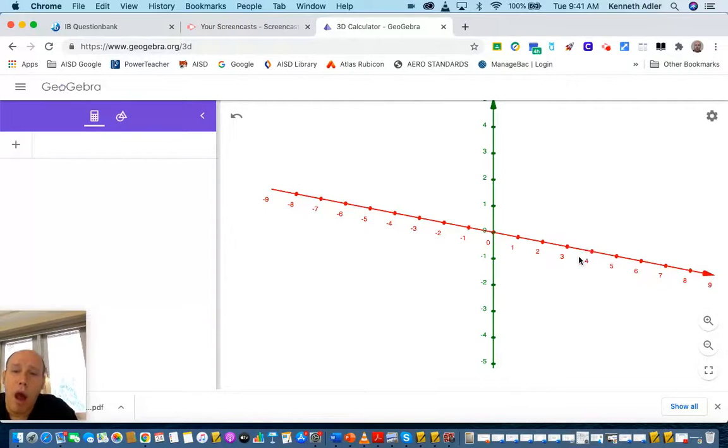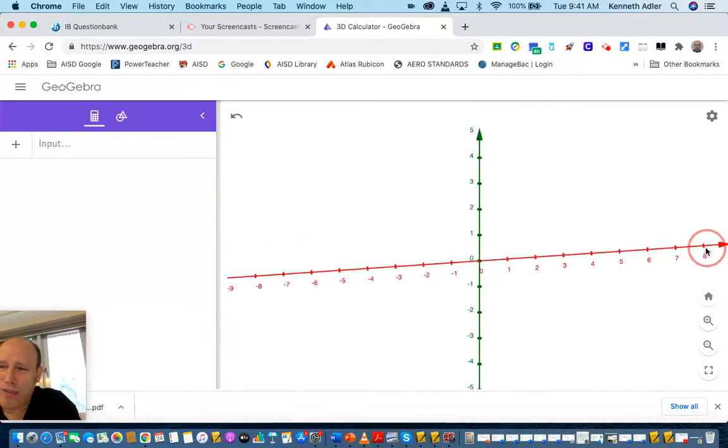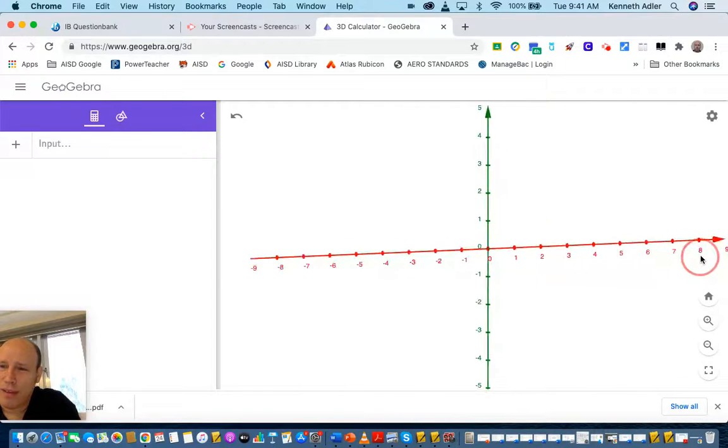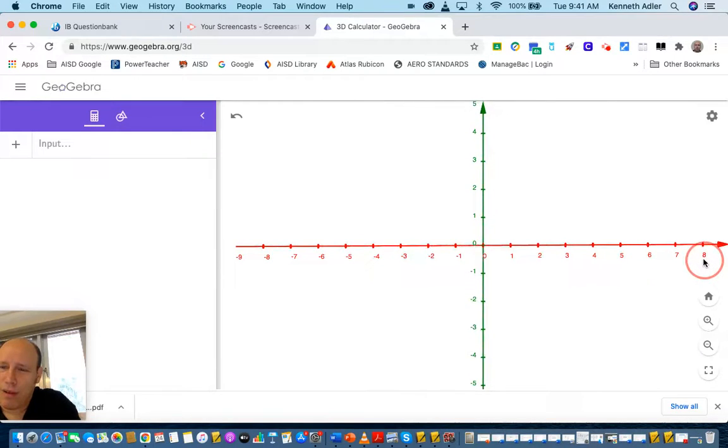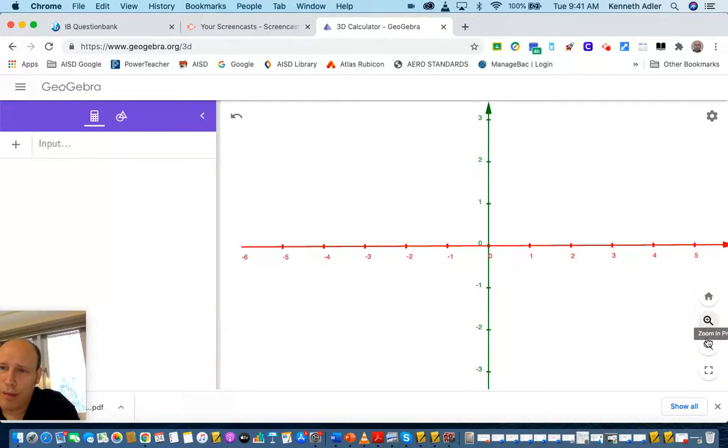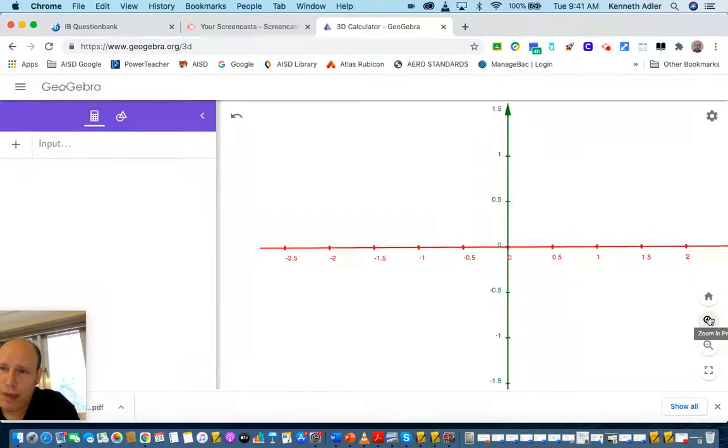Okay. Now, the green is vertical. Remember that. The green is y, green, y. So, move it around. I'm not good at this. I'm just not good at this. And we're going to zoom out a little bit. Or let's zoom in.